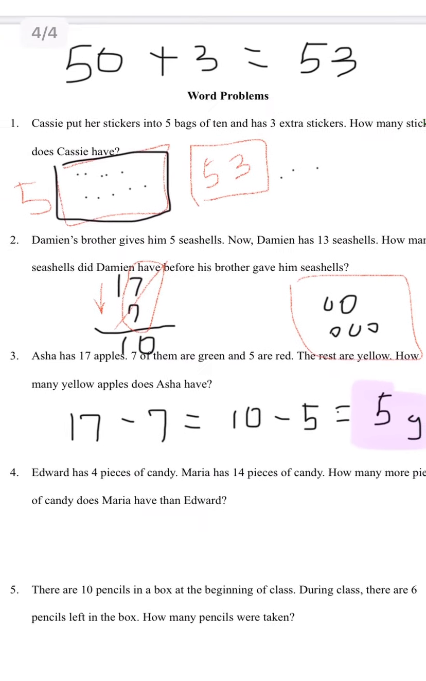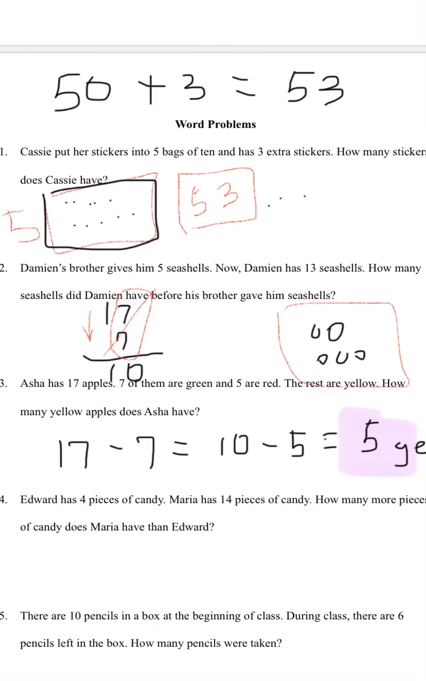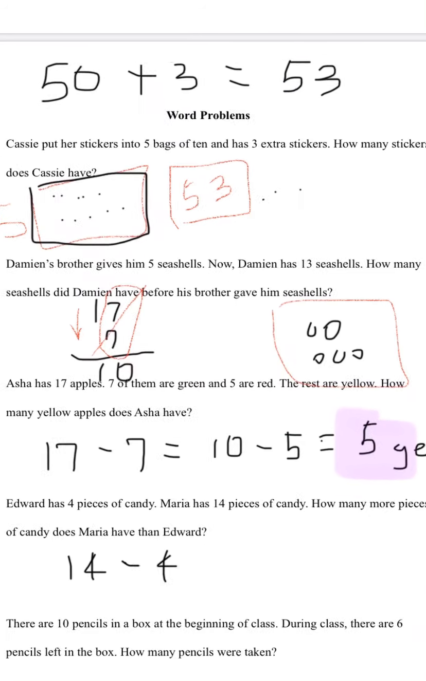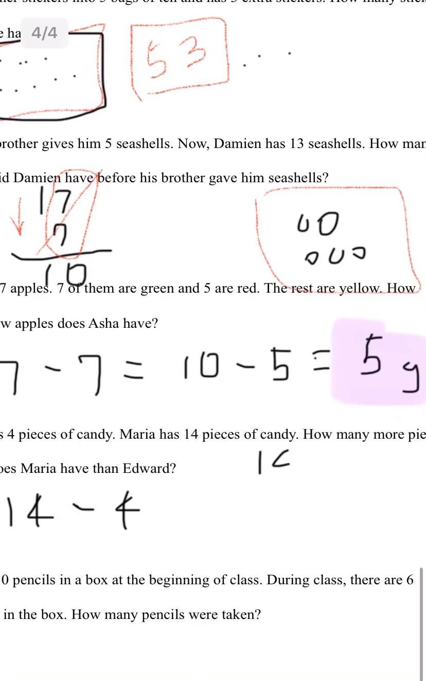Now let's try number 4. Edward has 4 pieces of candy. Maria has 14 pieces of candy. How many more pieces of candy does Maria have than Edward? So we're going to subtract 14 minus 4. So let's write it vertically. 14 minus 4. And then 4 minus 4 is 0. So that's going to be 0. And then this one comes down. So it's going to be 10.